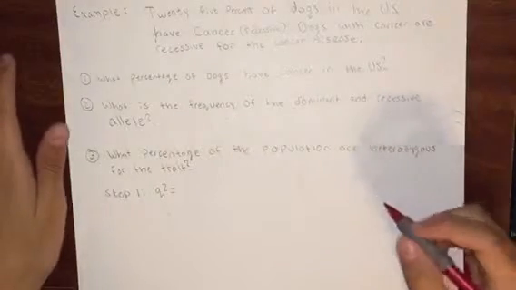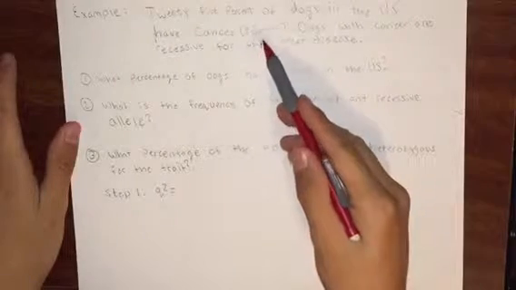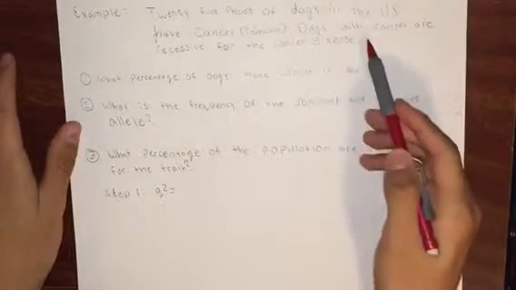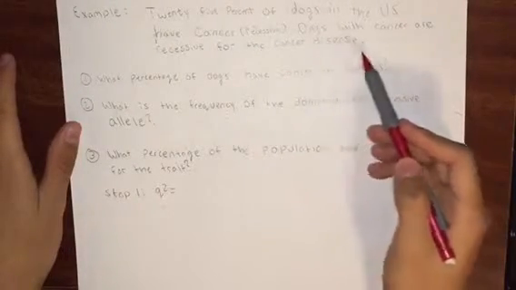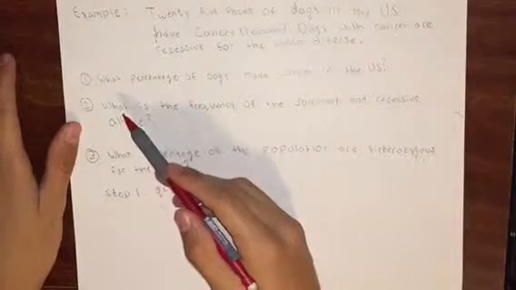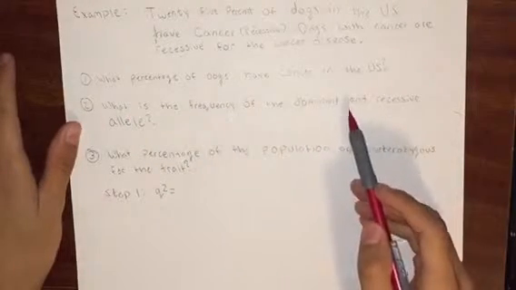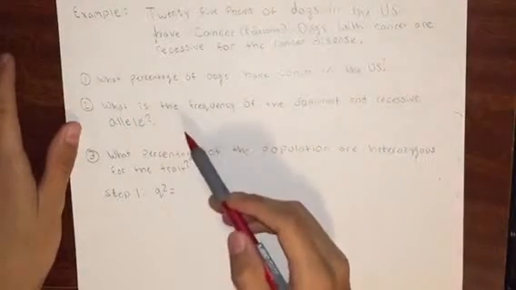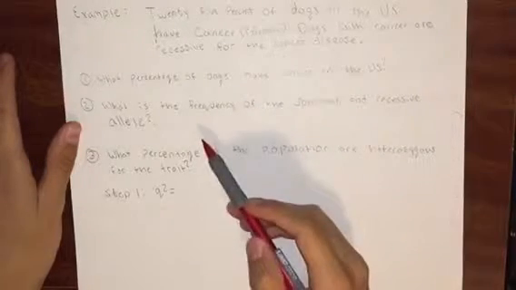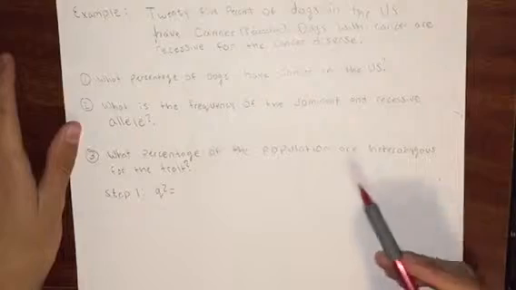P plus q equals 1. Okay, so here's an example. 25% of dogs in the US have cancer. Recessive. Dogs with cancer are recessive for the cancer disease. Alright, so these are the type of questions they'd ask you. Number 1, what percentage of dogs have cancer in the US? Number 2, what is the frequency of the dominant and recessive allele? And number 3, what percentage of the population are heterozygous for the trait?